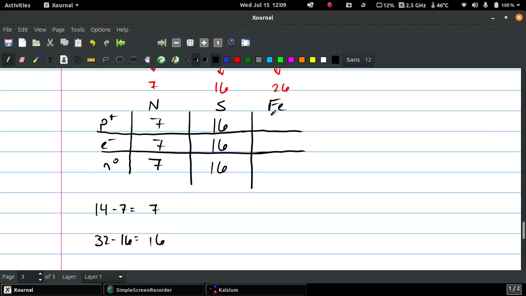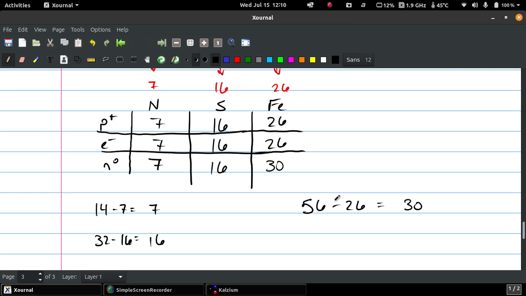So we know that it has 26 protons, 26 electrons. But if you do 56 minus 26, you end up with 30. So it has 30 neutrons. So that's why it's always important to make sure, even though the math is super simple, make sure you do it, because otherwise it's not going to make sense.